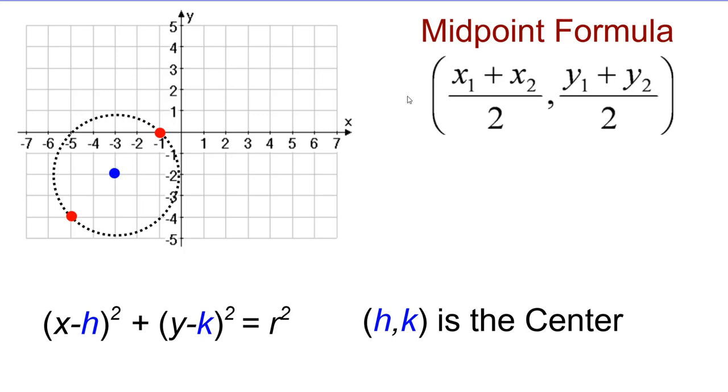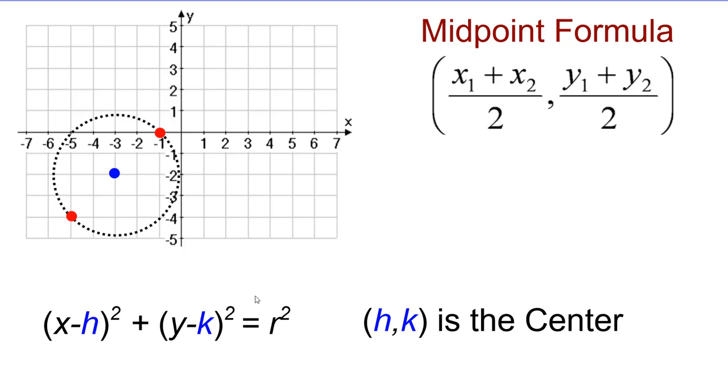So the midpoint formula, again, if we remember, is the average x and the average y. So we're going to take our x components, which are -1 and -5, add them together, which is -6. Half of that is -3. And of course, that's the average. Then take our y values of 0 and -4, add them together, -4. Half of that is -2, which of course is the y component here. So that's going to be the center of our circle. It's going to be at -3, -2.